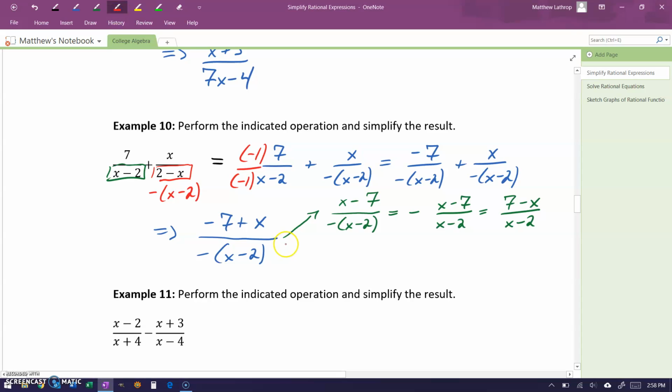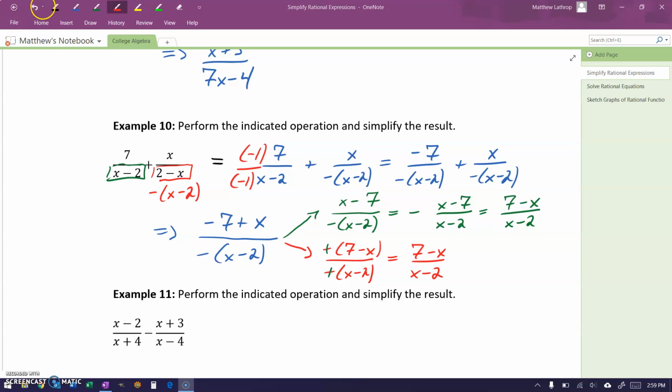Alternatively, we could factor a negative out of the expression in the numerator to get the opposite of 7 minus x all over the opposite of x minus 2. In this case, the negative over negative would cancel, which would leave us with 7 minus x over x minus 2.